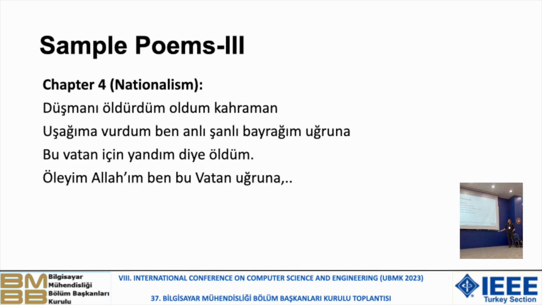Chapter 4 is about nationalism. When we fed the nationalism categories, we ended up with a poem like this. Düşmanı öldürdüm, oldum kahraman. Uşağımı vurdum ben anlı, şanlı bayram uğruna vesaire. There's flag, there's enemy, hero. We mentioned all those categories, and we can actually see the keywords here, like vatan, country, motherland.